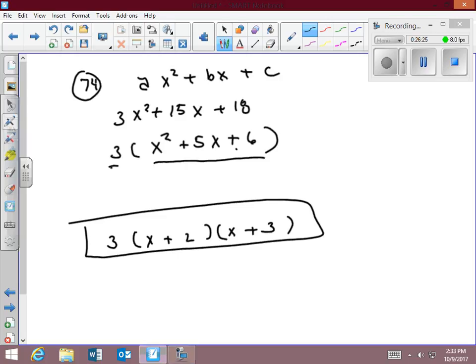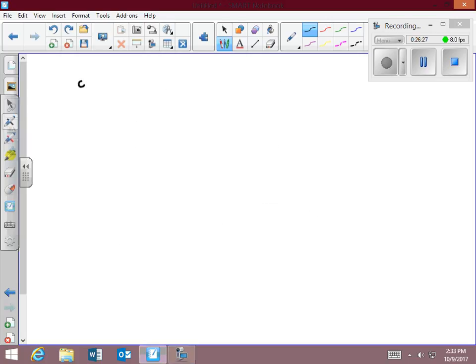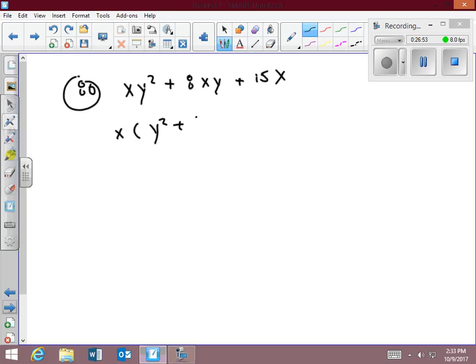Let's look at 80. It says xy squared plus 8xy plus 15x. Now notice that's a polynomial with descending order in y's, but not x's. But what about that x? It's a common factor, and you can take it out. So you can take the x out and get y squared plus 8y plus 15.